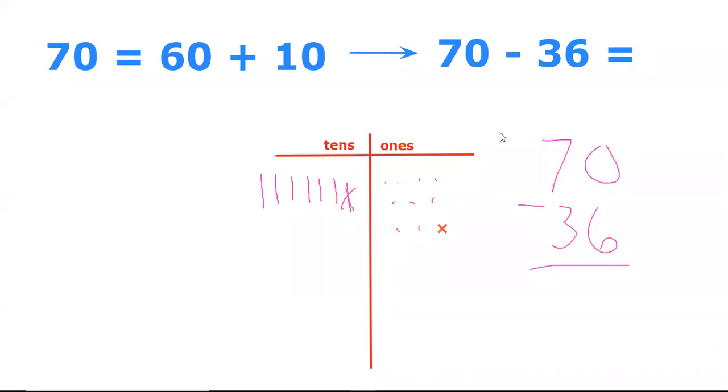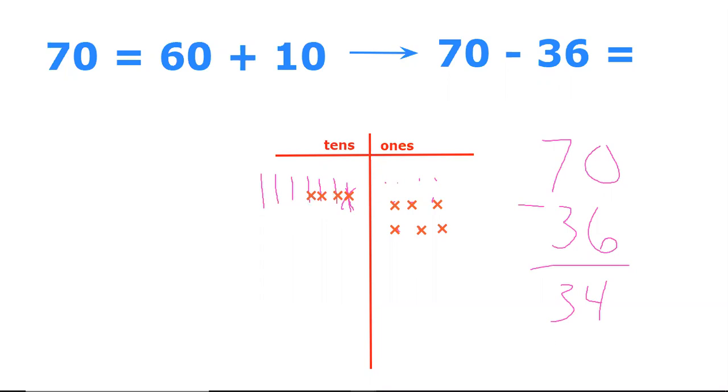I can go 1, 2, 3, 4, 5, 6, and then I can take away my 3 tens from my 36 by going 1, 2, 3 over here. I'll take that one away too, since that was the one we ungrouped. And then now all I have to do is count what I have left. 1, 2, 3 tens, and 1, 2, 3, 4 ones, and I get my answer to 70 minus 36. 70 minus 36 is 34.